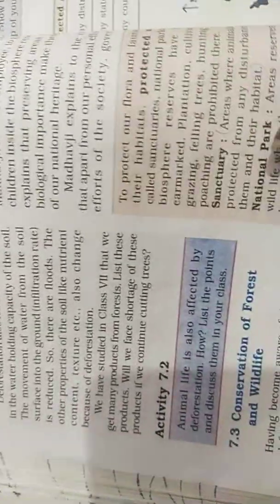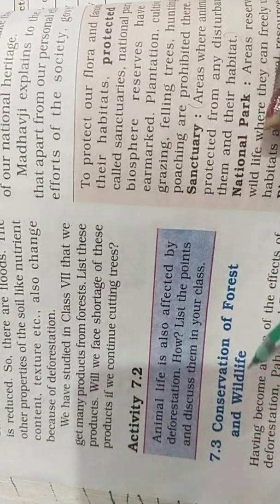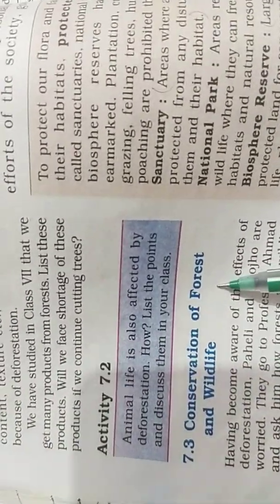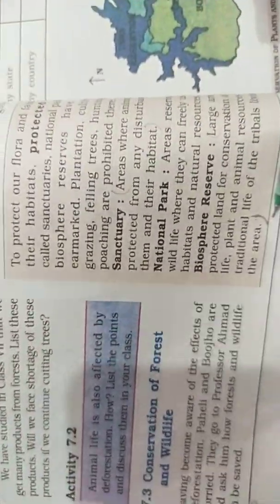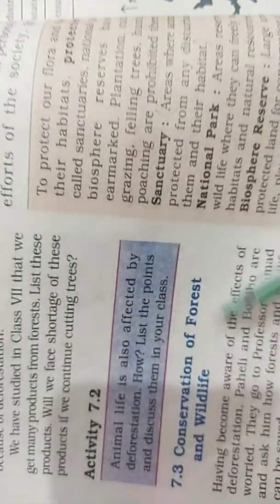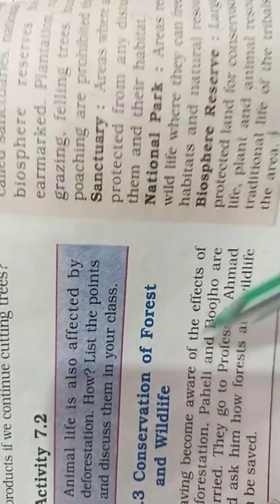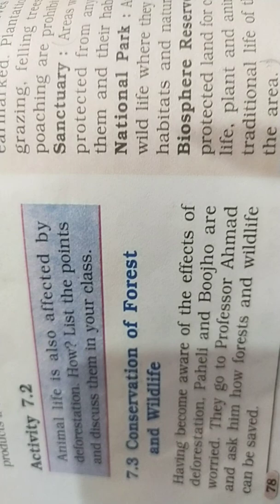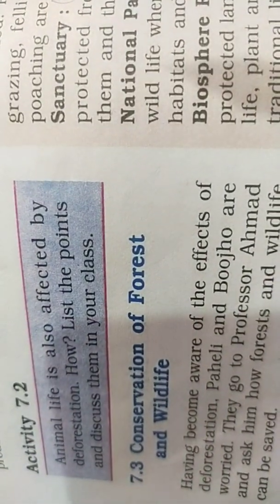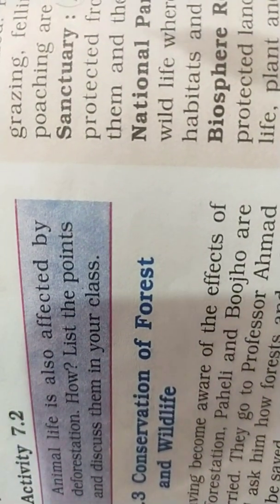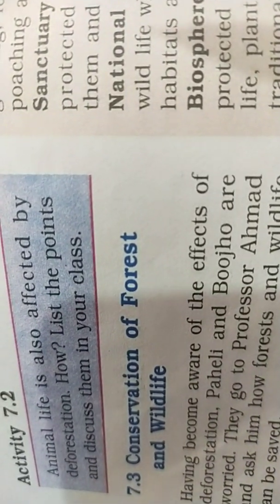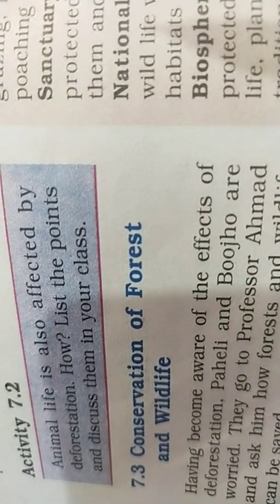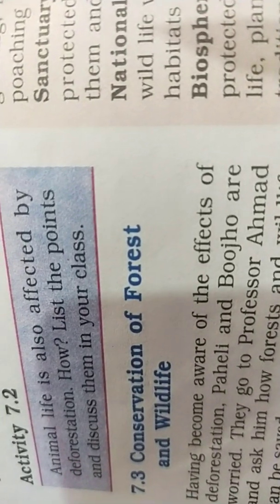Now you know that the conservation of forest and wildlife is very, very important, and we have to learn about national parks, sanctuaries and biosphere reserves, which are given here. So for the conservation of forest and wildlife, we have to protect our wildlife. We have to protect our forest. If we want to survive properly on the earth, if we want to exist on the earth, then we also have to save our flora and fauna.